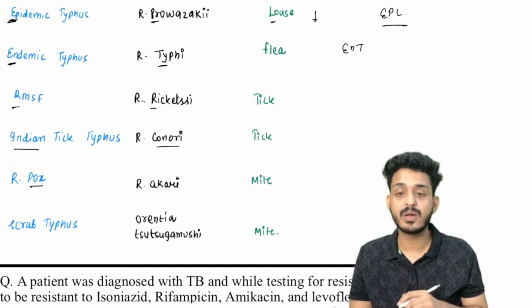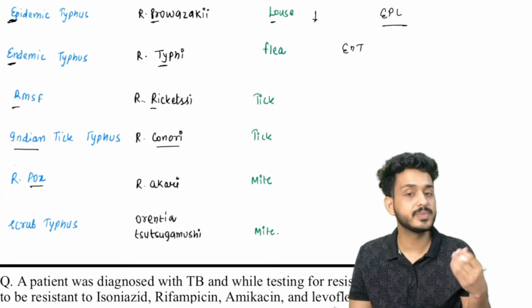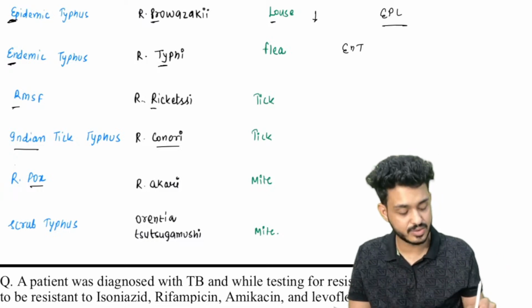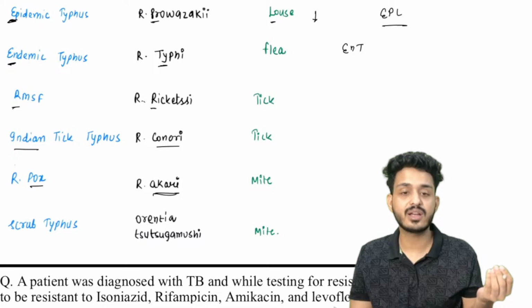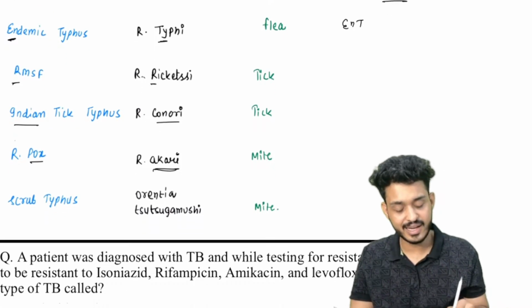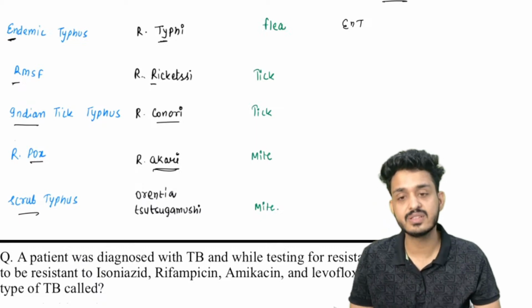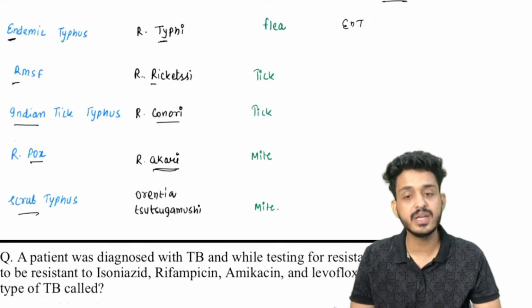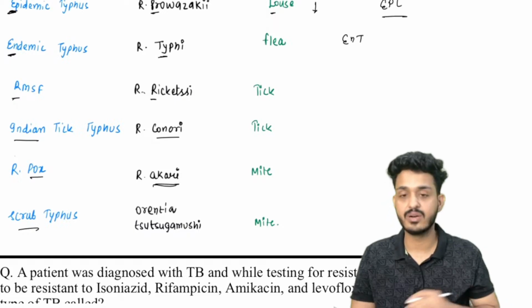And pox, remember, pox virus has some shape, right? We will be studying about the shape of the virus. In Hindi we call it akar, so it will be having some kind of akari, right? So pox will be akari. And lastly we are having scrub typhus, that would be caused by Orientia tsutsugamushi.